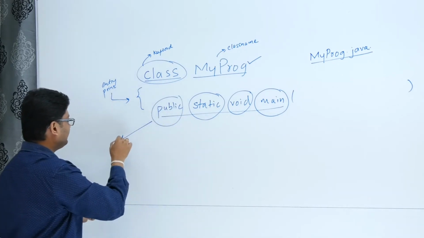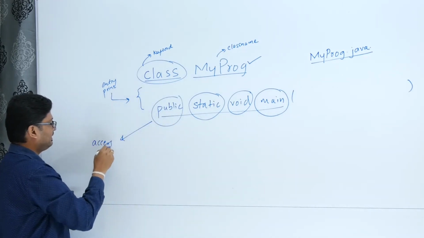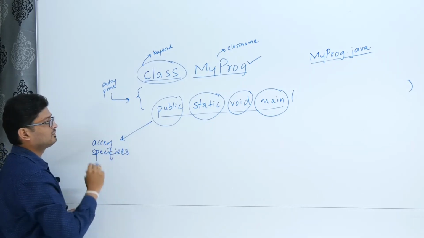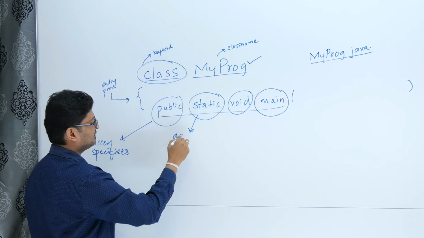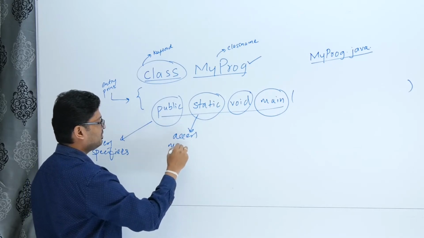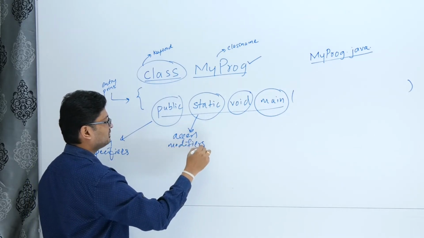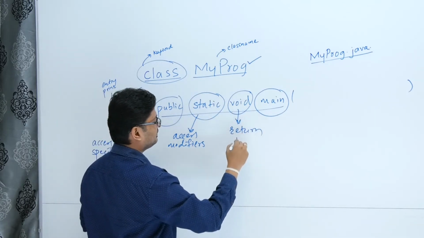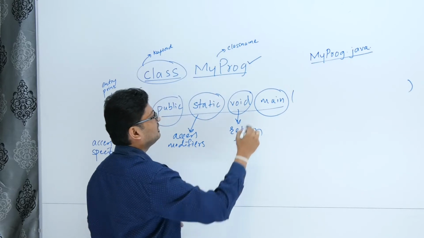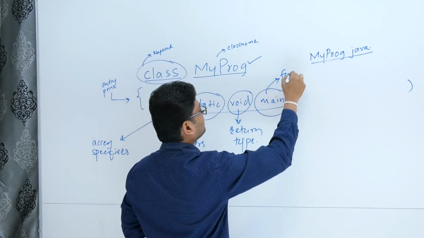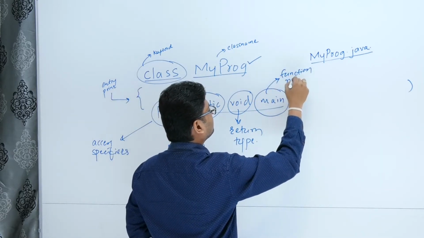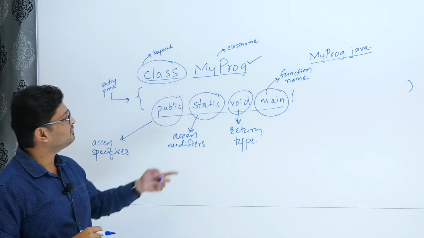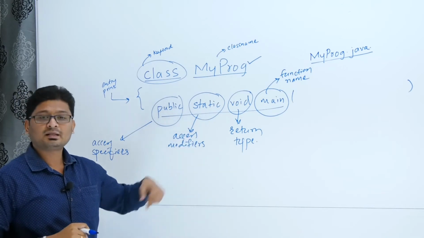These are called access specifiers. This is called access modifiers. This is my return type. This is my function name. These are basic properties. Now I need to define what kind of data type I am going to use.